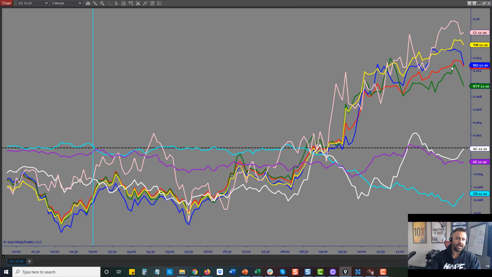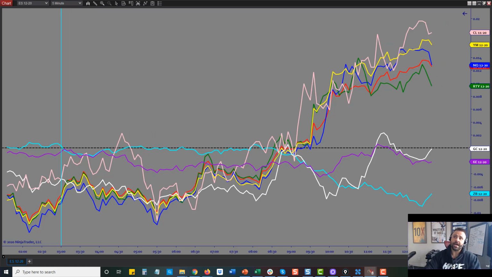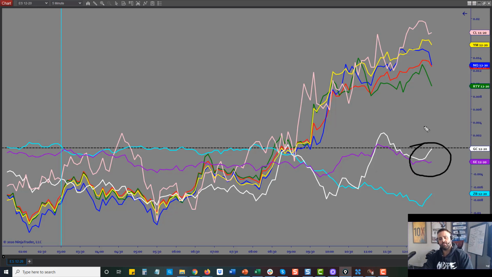Now, when we see that, we want to pay attention to the markets that are stronger. And realistically, out of the euro and out of gold, these two markets were kind of battling for strength. We missed trades on the euro, but the gold market was better trading today. I had better trades on gold just because it was cleaner setups.